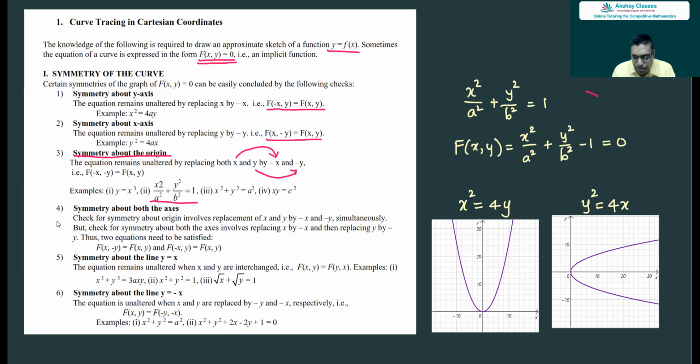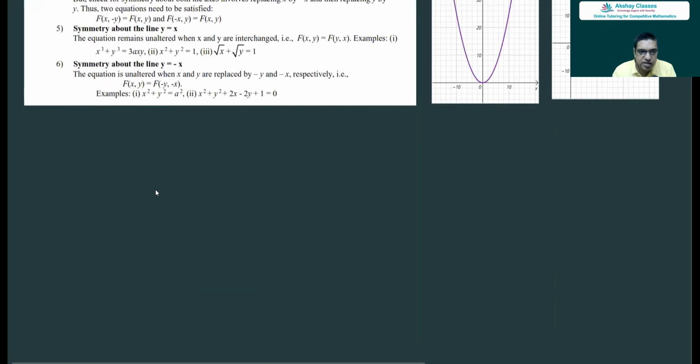Now look at the examples here. This is the ellipse, x square by a square. I will make it simple. I'll write x square upon 4 plus y square upon 1 is equal to 1. So this is an ellipse. Now it is symmetric about both x-axis and y-axis. We know that.